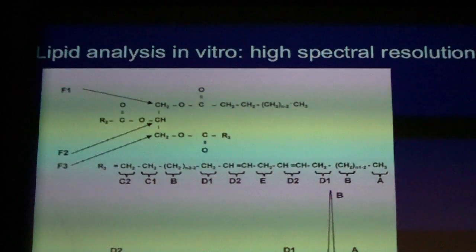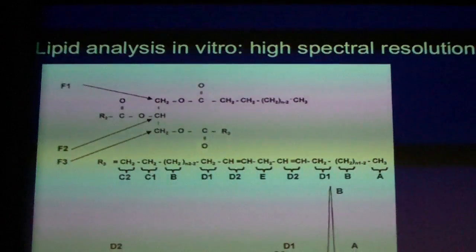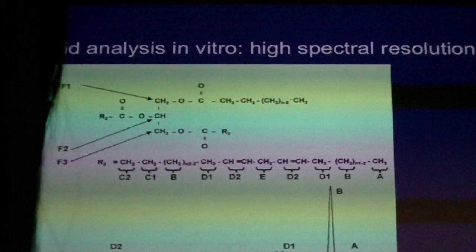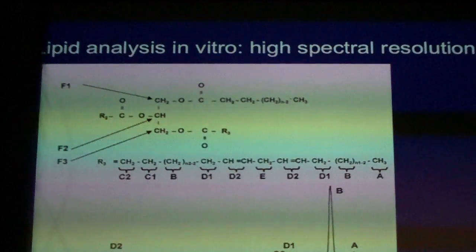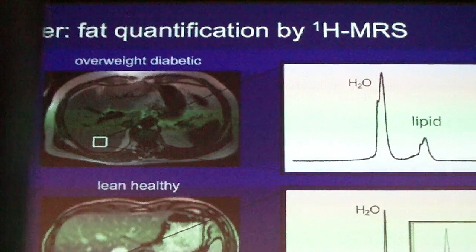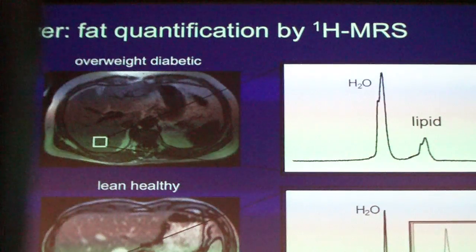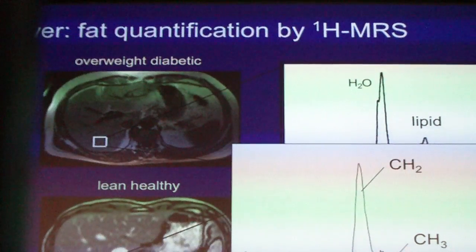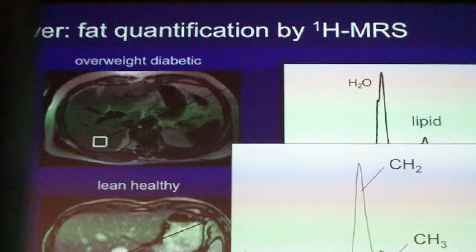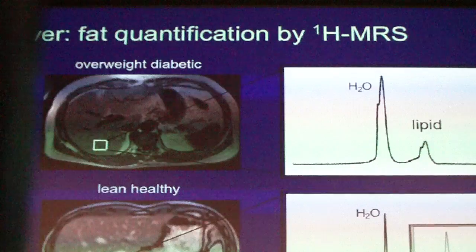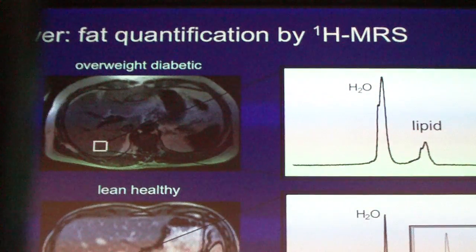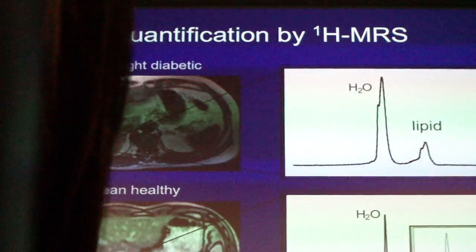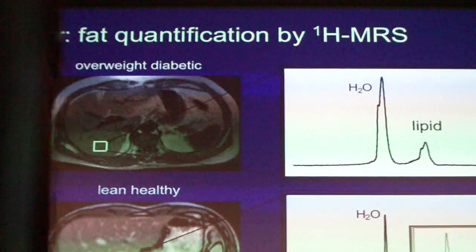Now that would be nice if we could detect this in vivo. In vivo the resolution is much less, but we can see these two peaks. So if you look at the spectrum here, a bit bigger, you can see, okay, this is the CH3 peak, this is the CH2 peak. So we can see the same signal. We can also see the signal of water. And then from this we can calculate a fat-water ratio.